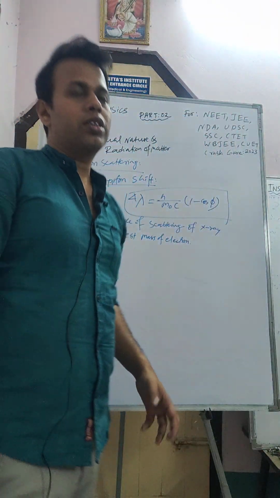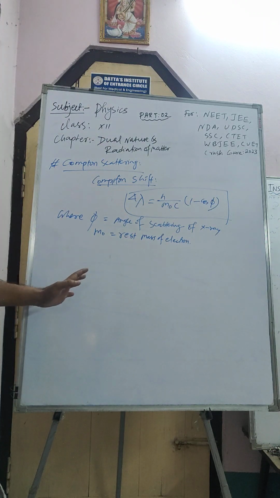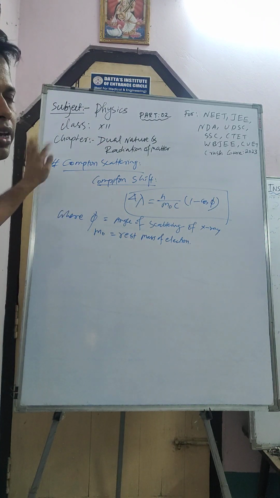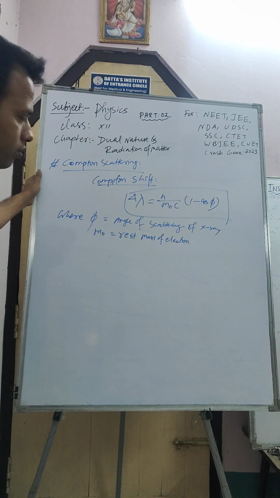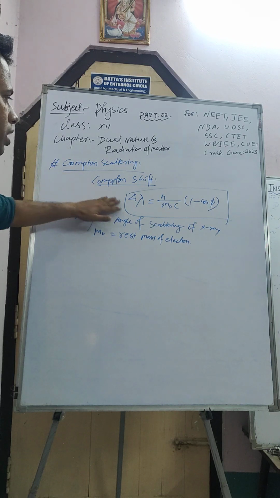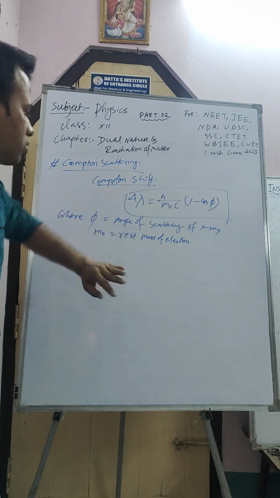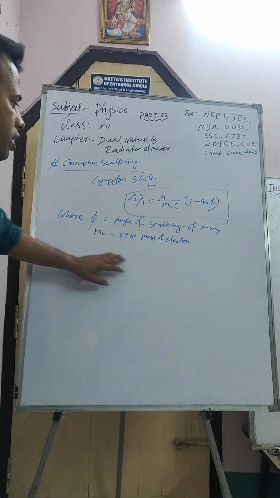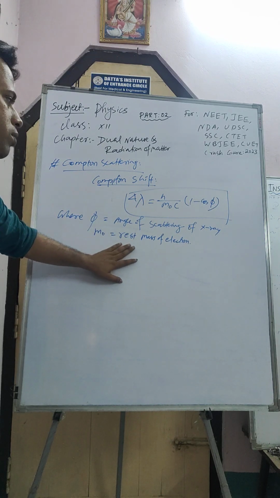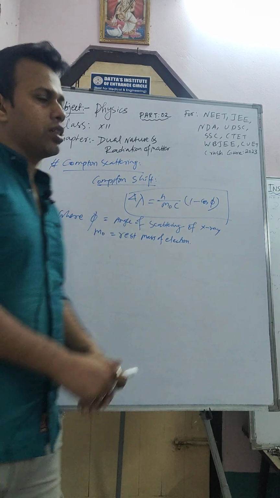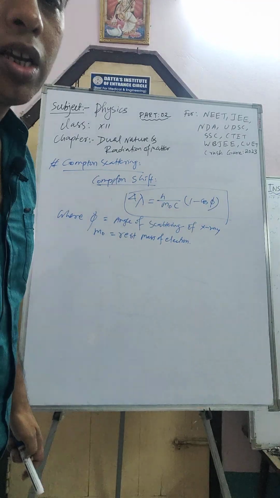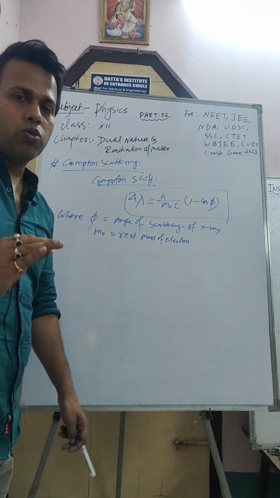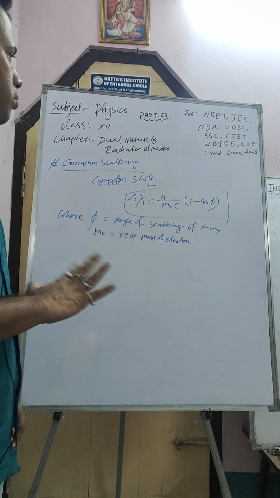so it is nothing but the increase in wavelength of a photon when it strikes another object or another electron. Okay, so this one is the quantum shift: delta lambda equal to h by m0 c into (1 minus cos phi), where phi is the angle of scattering of the x-ray, and m0 is the rest mass of the electron. So these are the theoretical part of the class. Now we will do some numericals from the previous year sections.